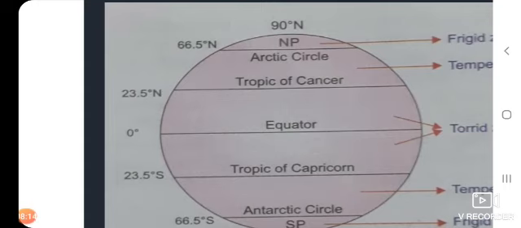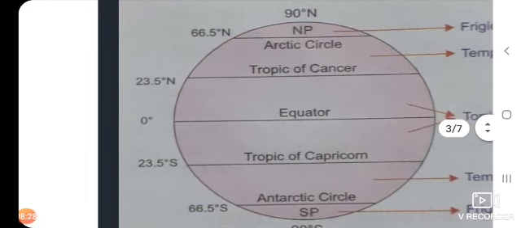The poles, the North Pole and the South Pole, are opposite to each other and they are at the extreme ends of the sphere. You can see it, isn't it? They are at the extreme ends of the sphere and they are each located at an angular distance of 90 degrees from the equator. And children, the length of the equator is equal to the circumference of the earth.